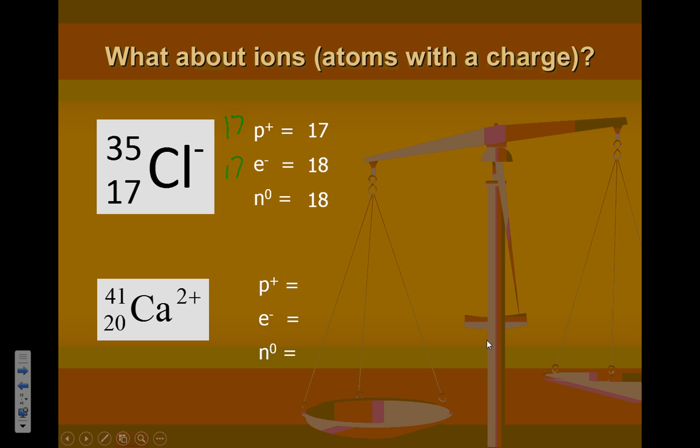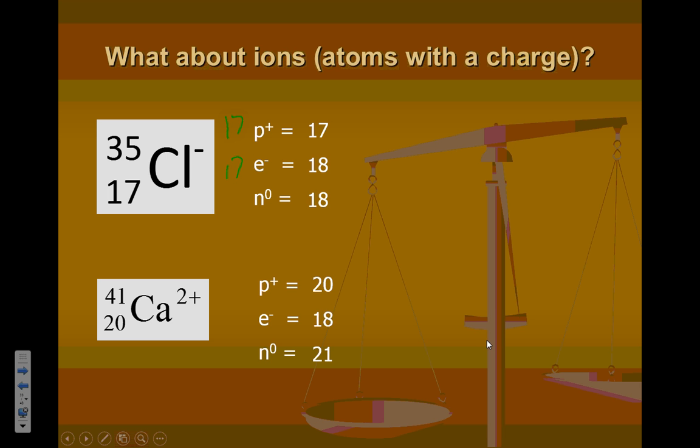How about what we call a cation, a positive ion? In this case, we have the calcium 41 cation with a +2 charge. Well, remember, we can't mess with the nucleus. So protons and neutrons are exactly the same. Atomic number is 20, so we got to have 20 protons. 41 minus 20 is 21, so we have to have 21 neutrons in the nucleus. But the electrons are going to be slightly different.